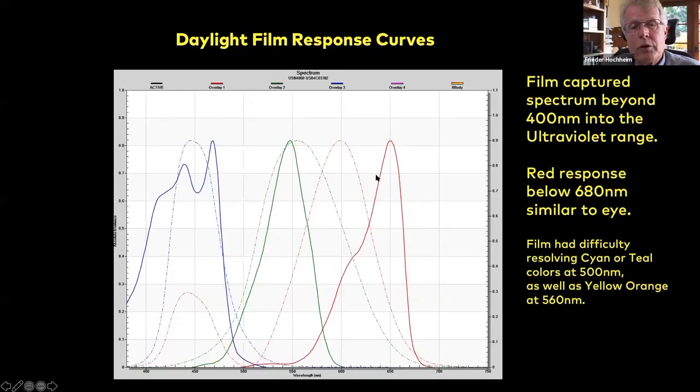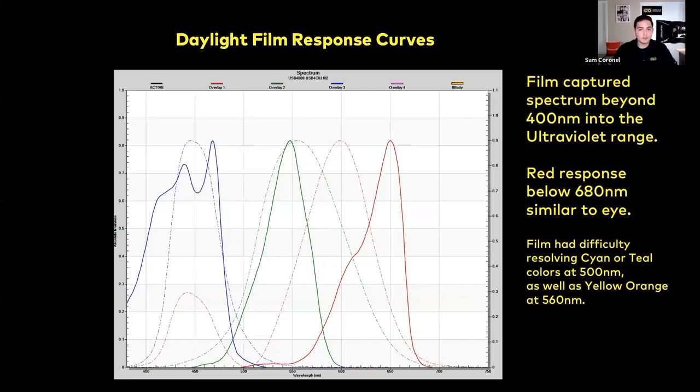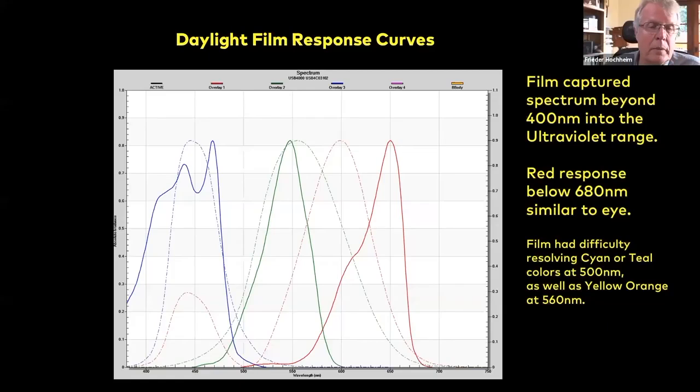You also see that the red response is shifted over from the eye's response. And in film days, it was always important to shoot camera tests before principal photography. And you did this in conjunction with the art department, with the makeup department, with the wardrobe department, because there were certain colors that were not going to render out correctly. And those colors usually fell into resolving cyan or teal colors down around the 500 mark. And you can see where the green and blue lines intersect. There's just not a lot going on in that wavelength. So if the light isn't there, it can't reflect back from a real world colored object.